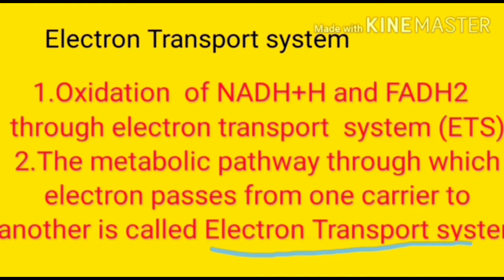Electrons are transported from one electron acceptor to another electron acceptor like a chain system. In this process, the ultimate result is ATP formation. That is the general concept of the electron transport system.